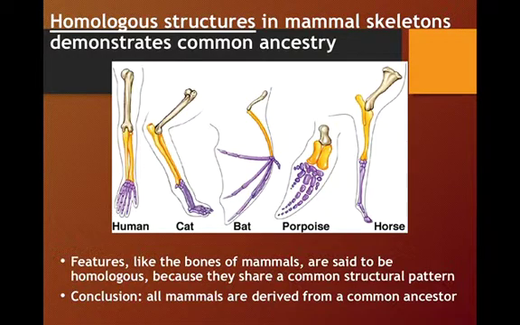Okay, we have again our happy little comparison, and we added the horse to this one. That is a comparison of our forelimb, which is further evidence that we are derived from a common ancestor.